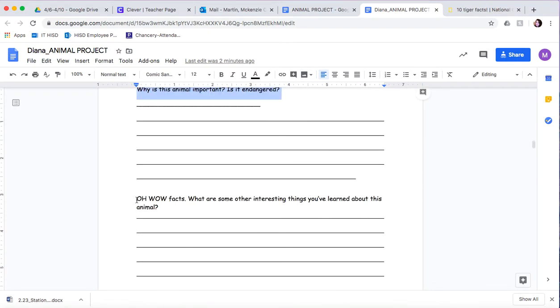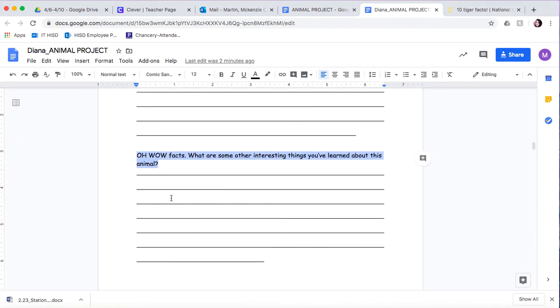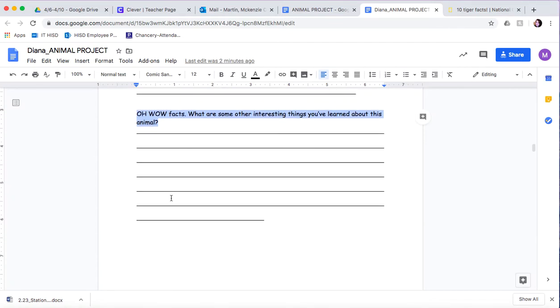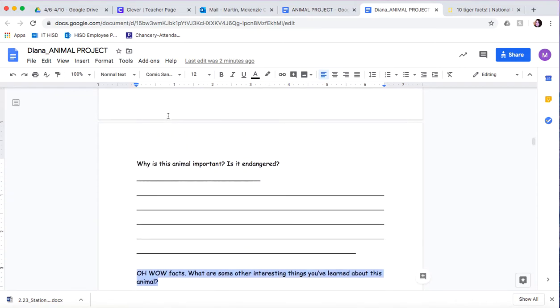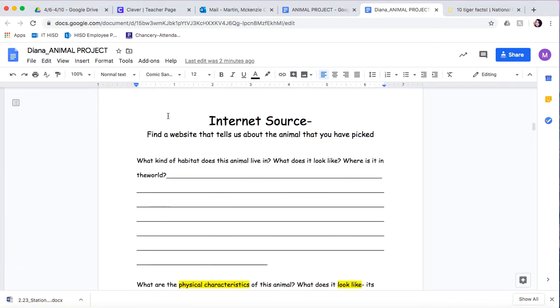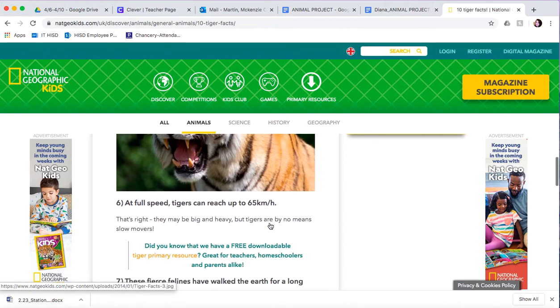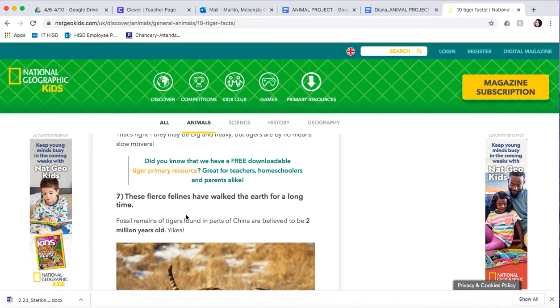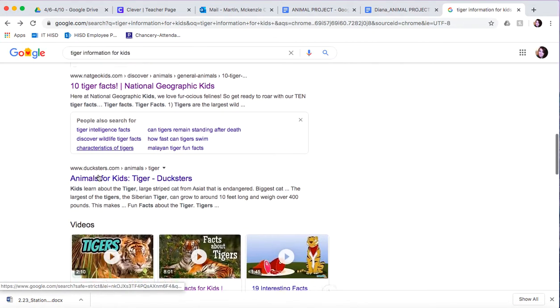The last part, the fourth question is, oh wow, facts. What are some other things that you've learned about this animal? These can be any sort of facts that you learned that made you think, oh wow, that's cool, that's interesting. So we're going to answer those 4 questions using the information from this website. If we can't answer all 4 questions from this website, we could go back and choose other websites too.